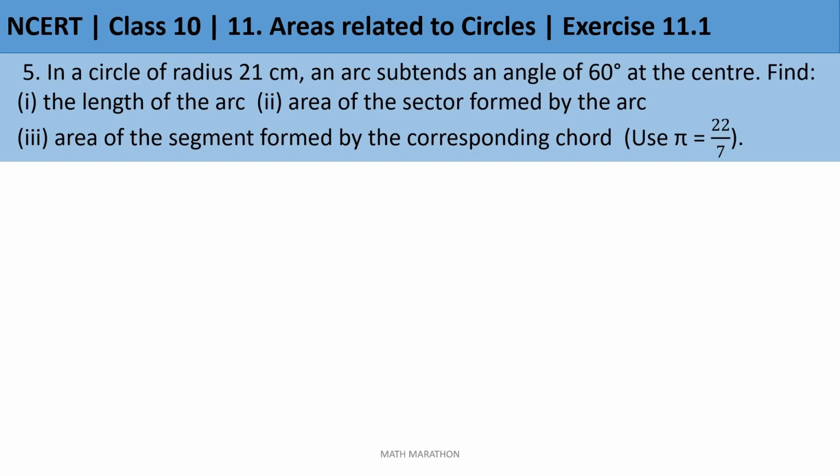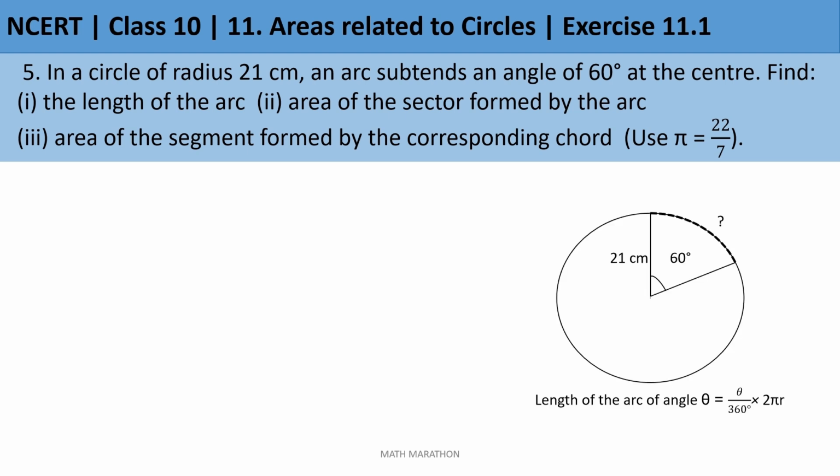Let us see next question. In a circle of radius 21 centimeter, an arc subtends an angle of 60 degrees at the center. Find: section 1, the length of the arc; section 2, area of the sector formed by the arc; section 3, area of the segment formed by the corresponding chord. Use pi is equal to 22 by 7. I have drawn a diagram. Dotted line is the arc.